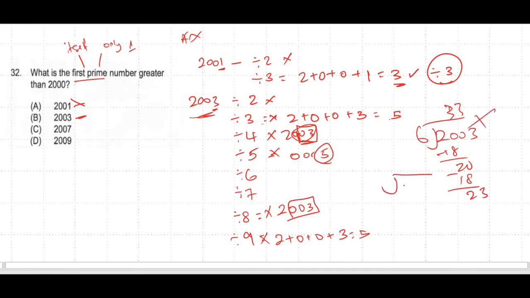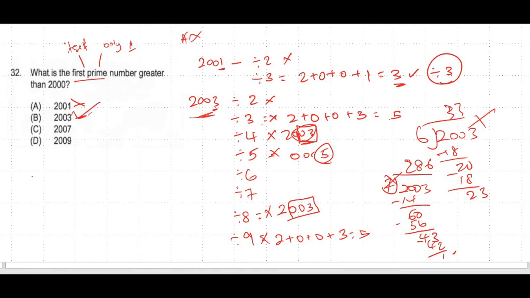What about divided by 7? 2, 0, 0, 3 divided by 7. 7, 14, 21. 2, 14, 6, 0. So 60, I can, is it 8? So 56, come 4 again, 43. There's also a remainder here, so it also cannot be divided by 7, so this is the answer.